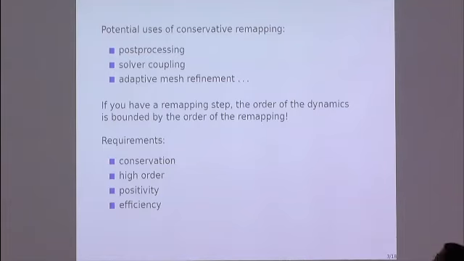You can never get a higher order if you have a higher order scheme but a bad remapping. Okay, it's quite useful. So what would be the requirements of a good remapping scheme? It would be conservative, conserve mass. It would be high order, of course. Positivity, which I won't talk about now. And of course, computational efficiency is very important.